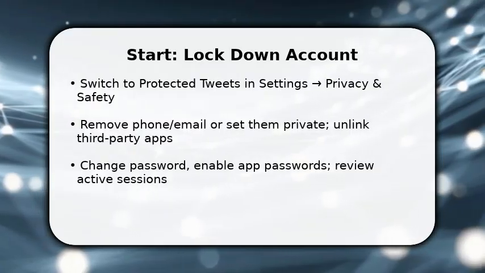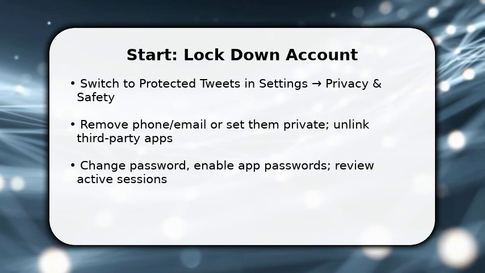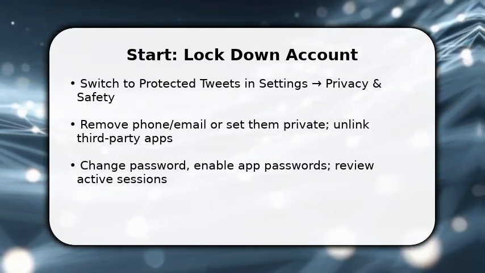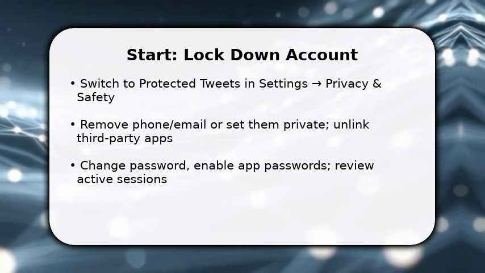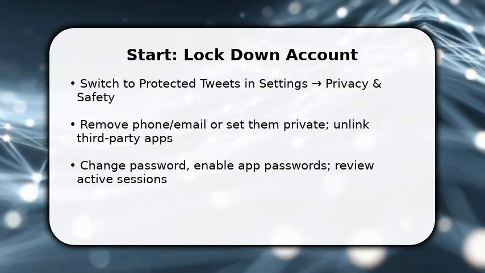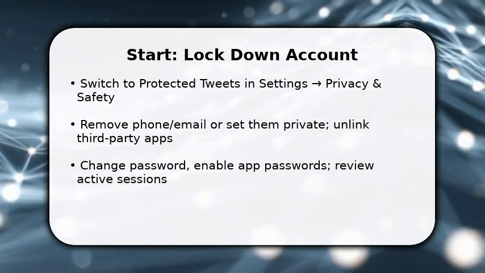You start by making your account private. Go to Settings, then Privacy and Safety, and enable protected tweets so only approved followers see your posts. Next, remove or privatize your phone and email contact points. These are searchable recovery paths.